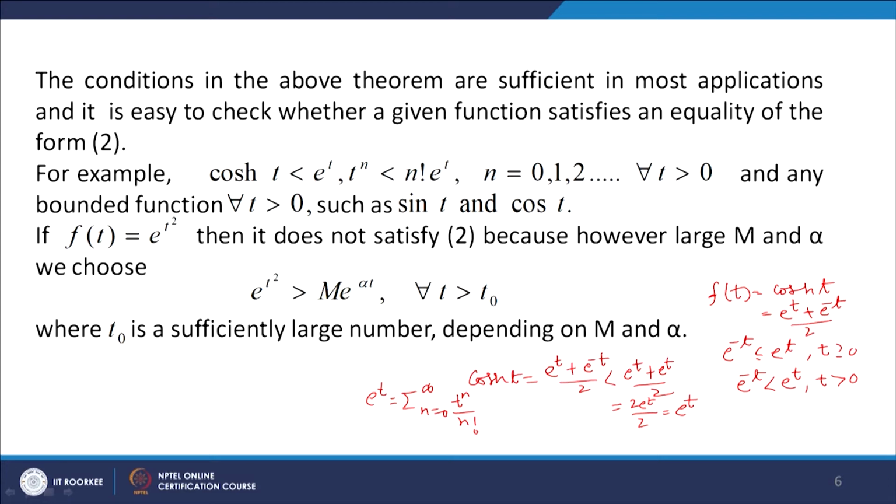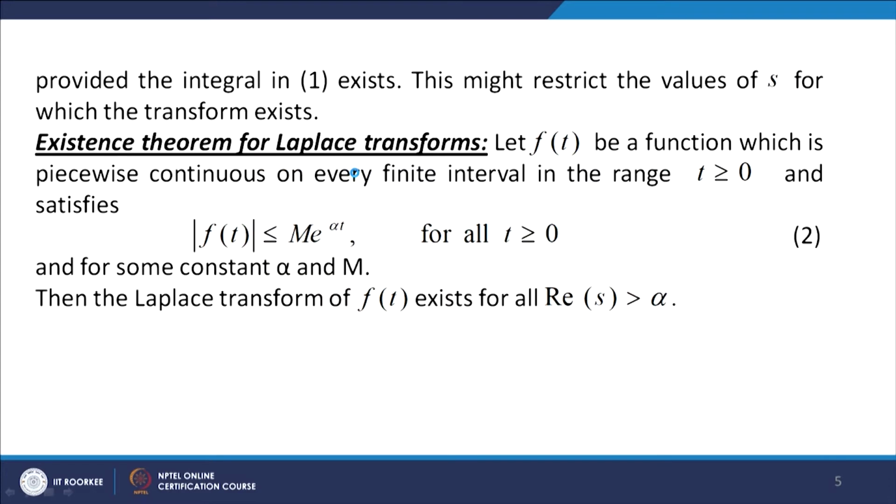cosh t is less than e to the power t, and t to the power n is less than n factorial times e to the power t for all t greater than 0. So both functions f(t) = cosh t and f(t) = t^n satisfy the condition |f(t)| ≤ M e^(αt).